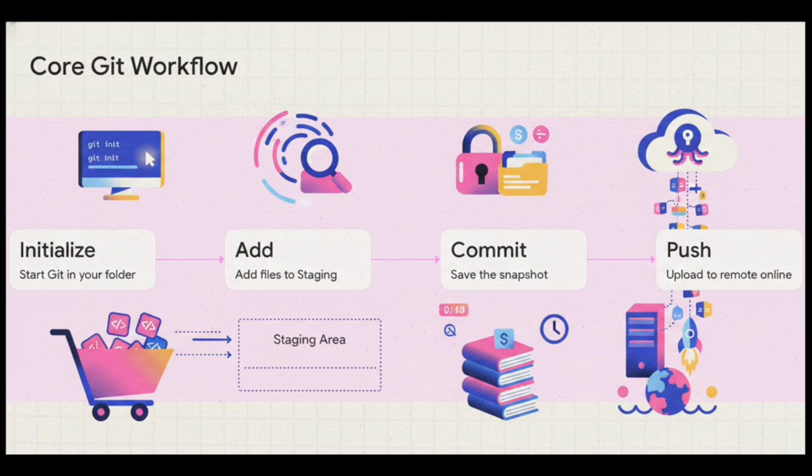Step 1, you initialize Git in your folder, basically telling it, hey, start watching this project. Step 2, you add your updated files to that staging preparation zone we talked about. Step 3, you commit the snapshot, locking it in locally. And Step 4, you push that snapshot up to a remote online repository, like GitHub, for safekeeping. Understanding why we do this makes learning the actual commands so much easier.